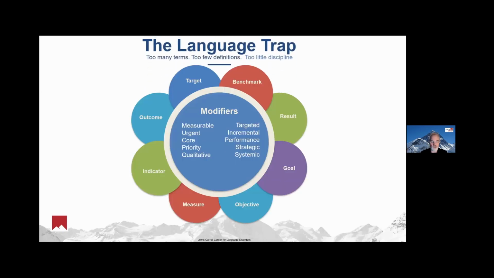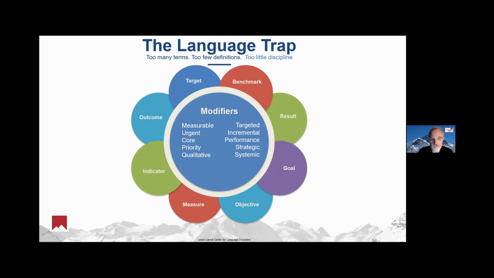And in our world, we have all these words around data and improvement. And again, the key is that if people don't have a clear understanding of what a goal is, an objective, an indicator, or they put things like measurable, urgent, systemic indicators together, nobody will know what you're talking about.